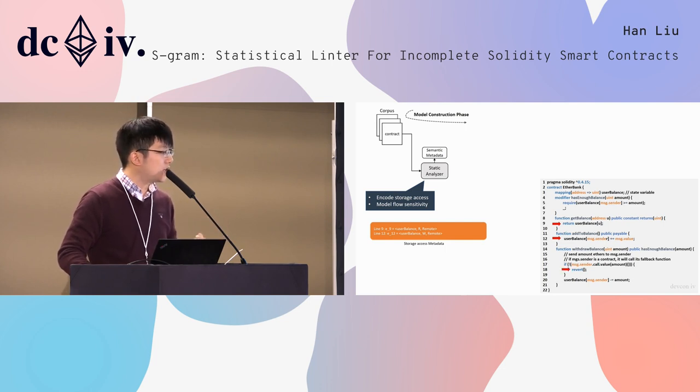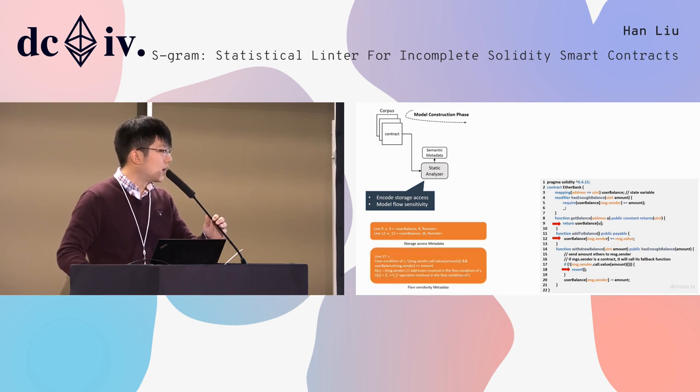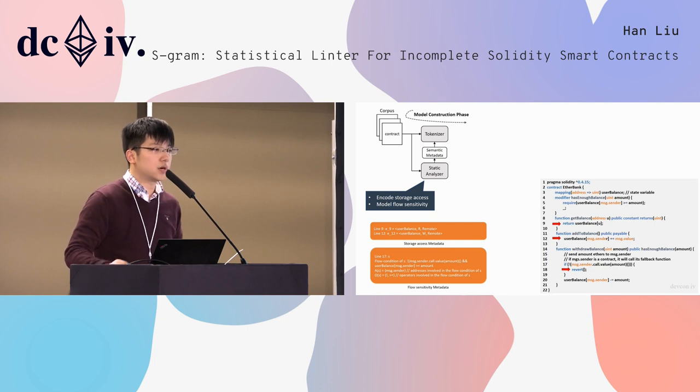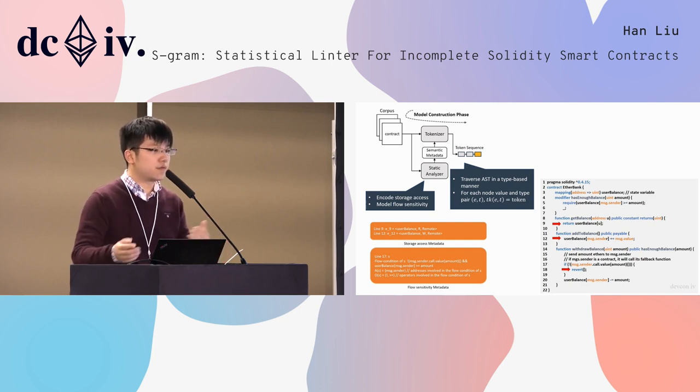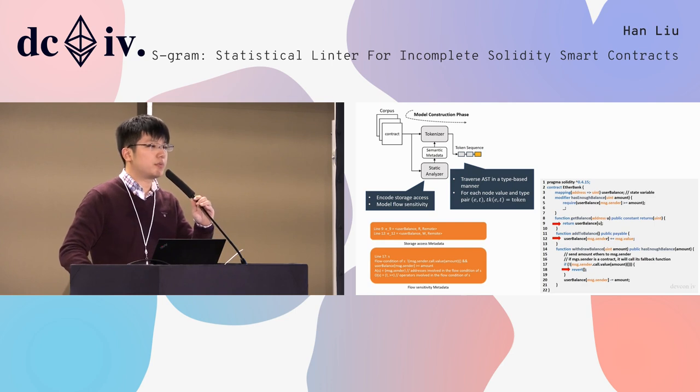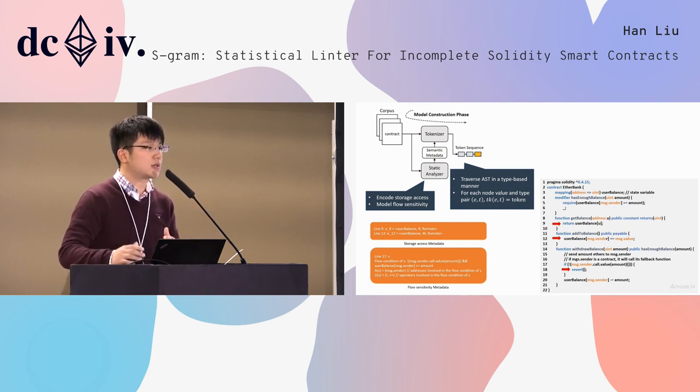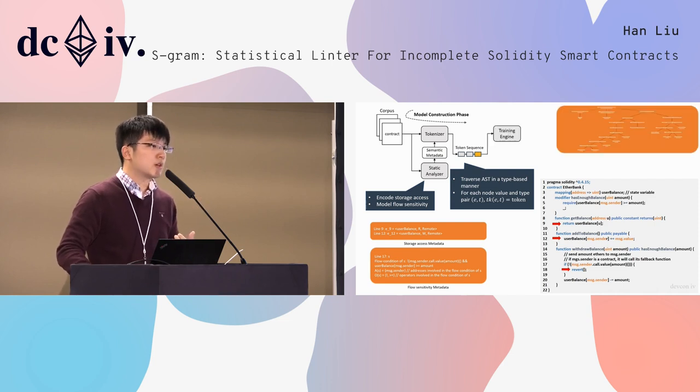In terms of flow sensitivity, if we look at this code, the flow condition of this line includes constraints from the modifier and also the if statements. The way we model this flow is by using the addresses and the operators involved in these flow conditions. In this case, we use the message sender and the two operators as specified here. Then we use a tokenizer to generate a token sequence from this contract. The generation is done by traversing the abstract syntax tree in a type-based manner, which means we generate a corresponding token for a specific type of AST node. Then we train the model using an underlying n-gram model engine to build this statistical language model.